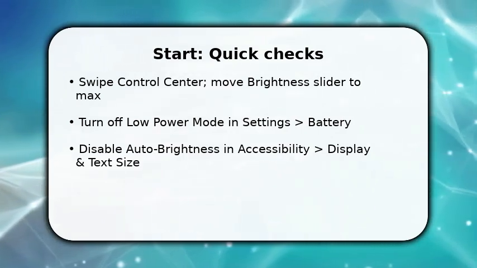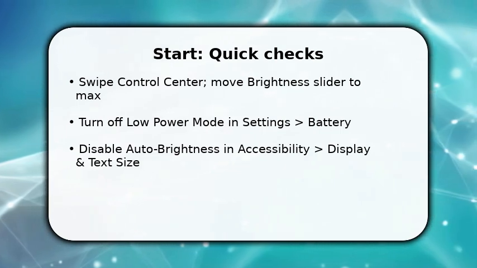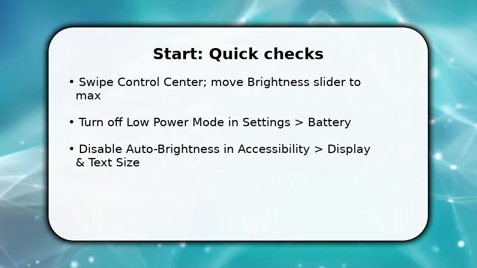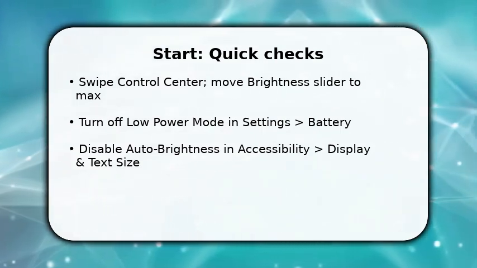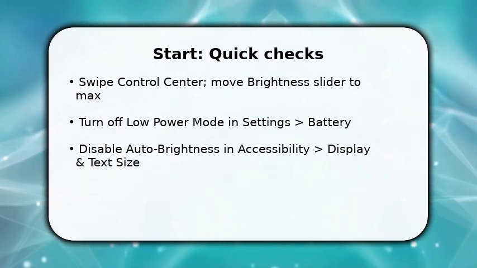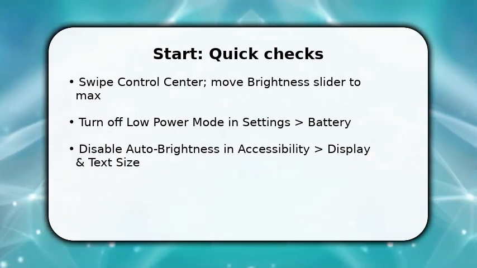Next, go to Settings, Accessibility, Display and Text Size, and turn off Auto Brightness. Your iPhone otherwise adjusts based on the ambient sensor. Doing these steps removes software limits before deeper fixes.